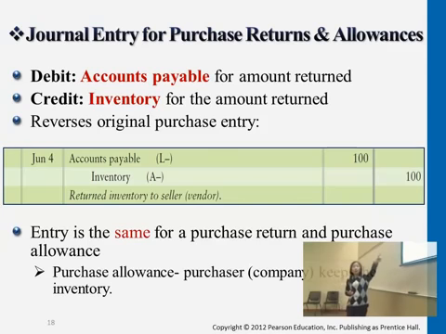Okay, the right side, $100, could represent actually shipping back $100 worth of inventory to the seller, or keeping hold of the ones that are no longer useful to our customer, but we get a refund from the seller. So for both cases, we use the same entry.